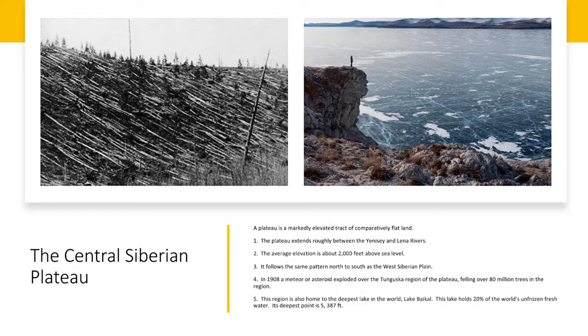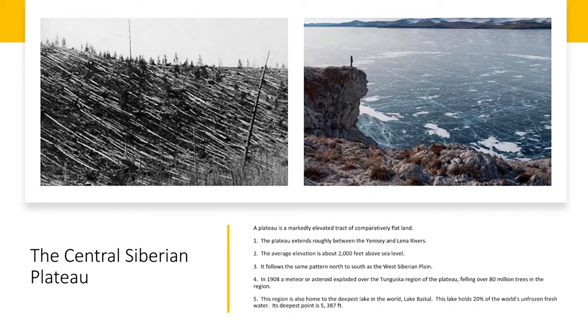There's a couple of very interesting features with this one. Now, first off, you remember that the West Siberian Plain was only 400 feet above sea level in almost 50% of the areas. This is a plateau. You can put this in your definitions if you would like. A plateau is a markedly elevated tract of comparatively flat land. So on the whole, this land is rather flat, and that's what makes it a plateau. It's not a mountain range. It's just an elevated tract of land that is flat.